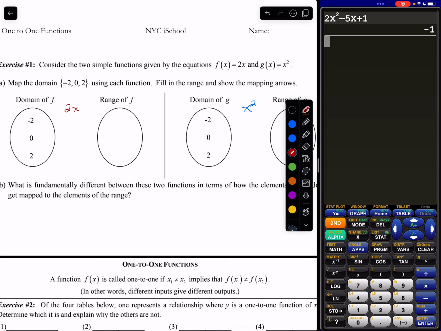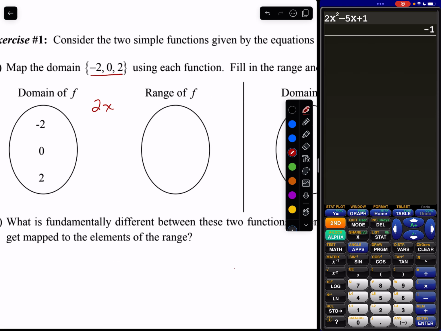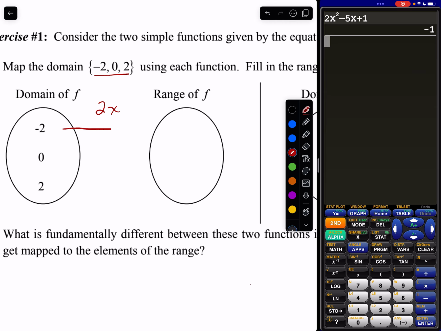Okay, so we're going to take a look at what we call one-to-one functions. In this example, we map the domain -2, 0, and 2 using each of these functions. In the first function, f of x is equal to 2 times x. So -2 times 2 goes to -4, 2 times 0 goes to 0, and 2 times 2 goes to +4. There's the domain on the left, the range on the right, which is the outputs.